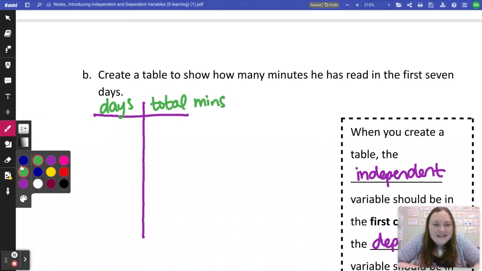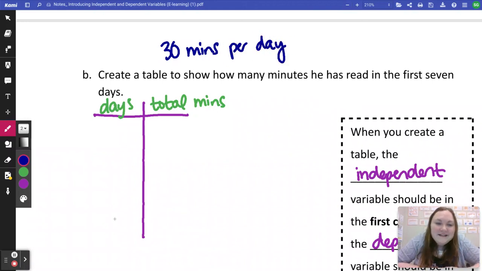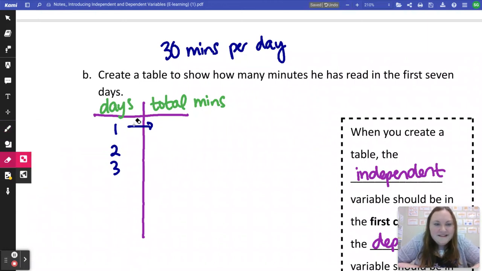Notice if I go to fill out this table, it's a lot easier for me to start over here with days. I know he reads 30 minutes per day. So it's a lot easier for me to say, well, maybe he starts off reading 1 day. No, maybe he changes that and decides to go up to 2 days. No, he's going to read 3 days. That's the thing he can change. And when he changes the number of days, that impacts the total minutes he's reading. It would be a lot harder for me to start over here in that total minutes column and then work backwards to figure out the number of days.